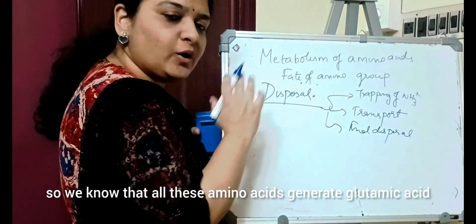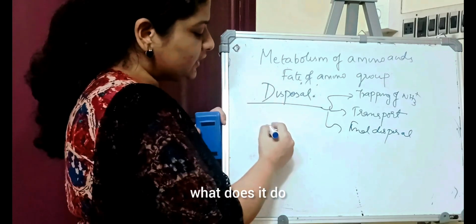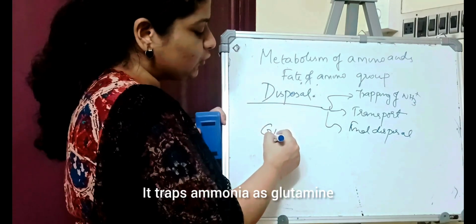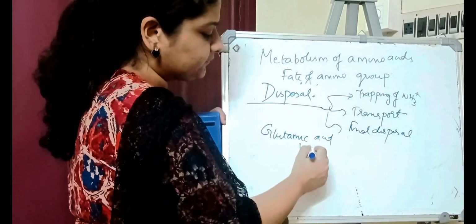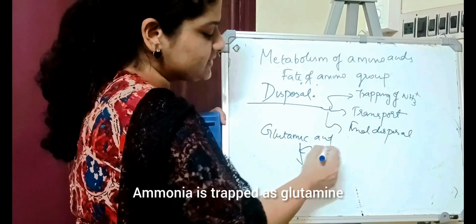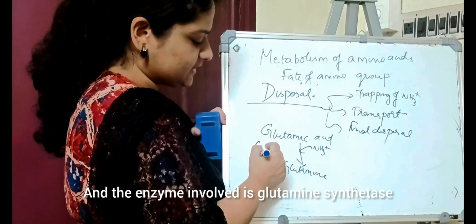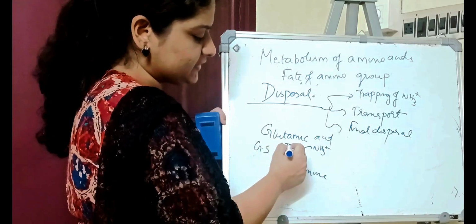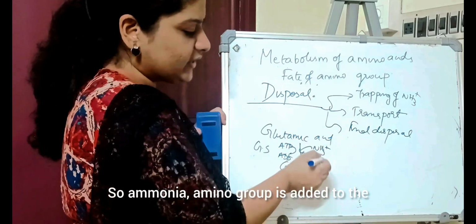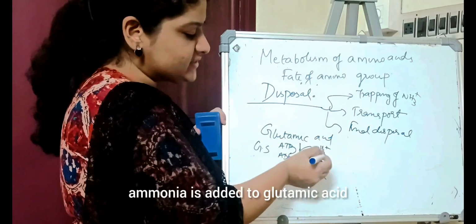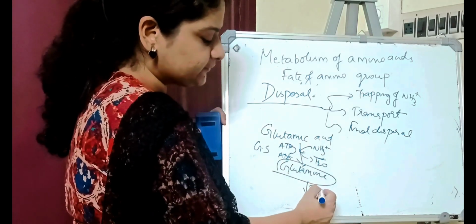So, the trapping of ammonia. We know that all these amino acids generate glutamic acid. So what does glutamic acid do? It traps the ammonia as glutamine. The enzyme involved is glutamine synthetase, which utilizes ATP. So ammonia is added to glutamic acid and forms glutamine. Then comes the action of glutaminase.